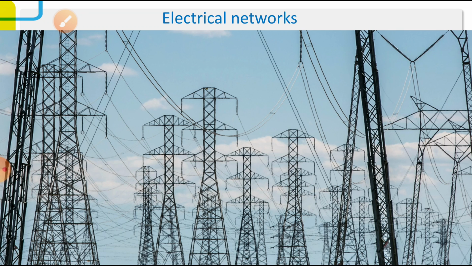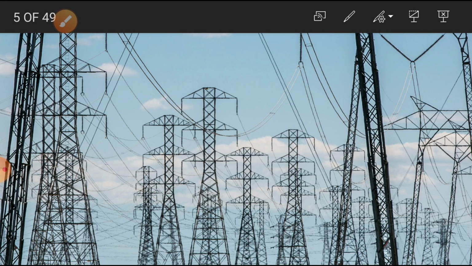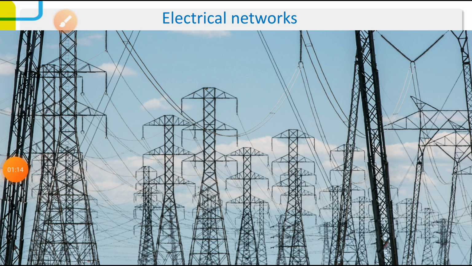In this class, we are going to do some simple problems regarding star delta conversion, where we need to solve a complex network by reducing it to a simple network to know the electrical characteristics. As we know from previous classes, once again we will recall it.